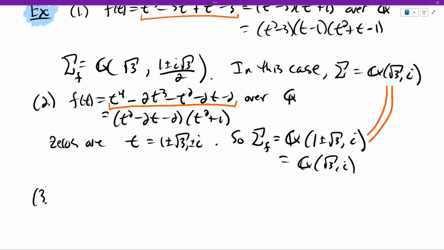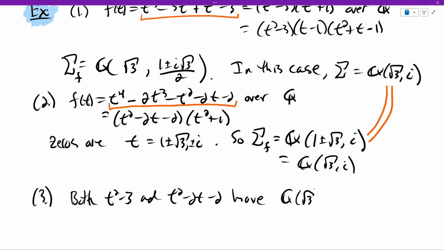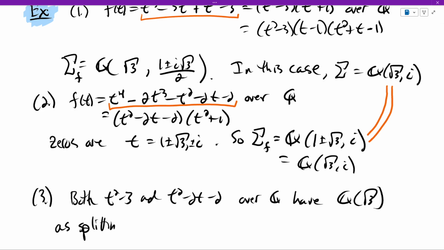And then as a last example, both t squared minus 3 and t squared minus 2t minus 2 have Q adjoin root 3 as their splitting field over Q. Let me just be clear here. Over Q, they have Q adjoin root 3 as the splitting field. Because the discriminant of the second guy is going to involve a root 3, okay?